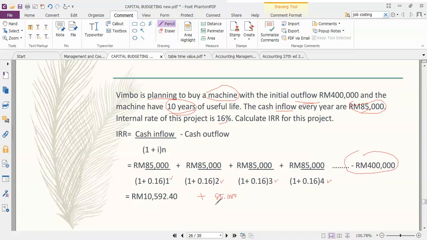85,000 divide with 1 plus 0.16. Okay, years yang keberapa? Sebab you kena tahu n years. 4 dah ada, 5 pula. Okay, buat lagi. 85,000 bahagi dengan 1 plus 0.16. Okay, after 5 years is 6. Okay. And then tambah lagi 85,000 divide with 1 plus 0.16. 7 years. Okay, buat lagi. 85,000 sampai 10 tahun.